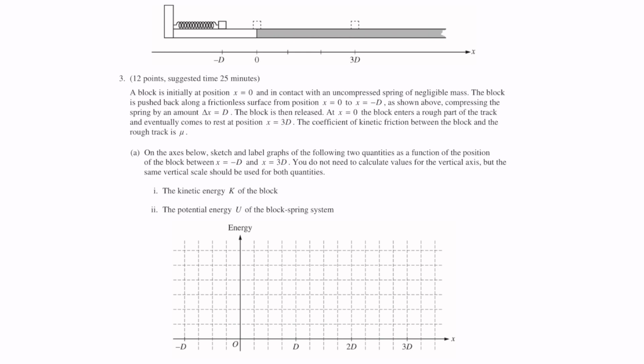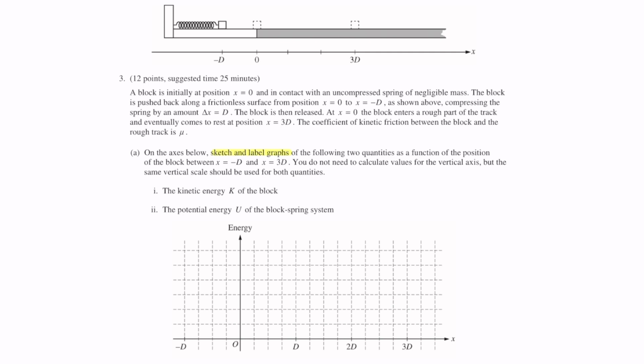So for part A, we're asked to sketch and label. Remember to sketch and label the graphs because you're going to lose points if you forget to do one or the other. A lot of people forget to label the graphs, so make sure you label the kinetic energy and the potential energy of the graph if you're asked to do so. So we're asked to sketch the kinetic energy and potential energy as a function of the position of the block between negative d and 3d. We don't need to calculate the values, but we need the same vertical scale for both quantities.